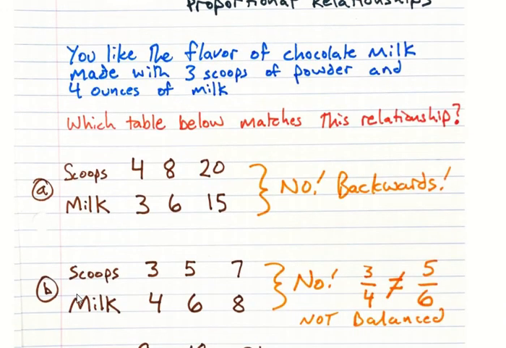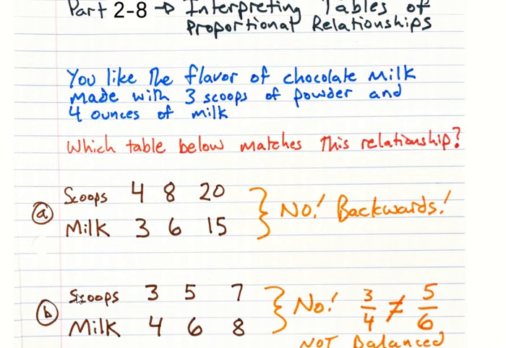What about choice B? Well, choice B starts out good. We have 3 scoops of powder and 4 ounces of milk. That's what we're looking for. But then they increase 1 in the scoop of powder for every ounce of milk. For every 2 ounces of milk they increase 2 scoops of powder. And that's not right. It's plus 2, plus 2, plus 2.